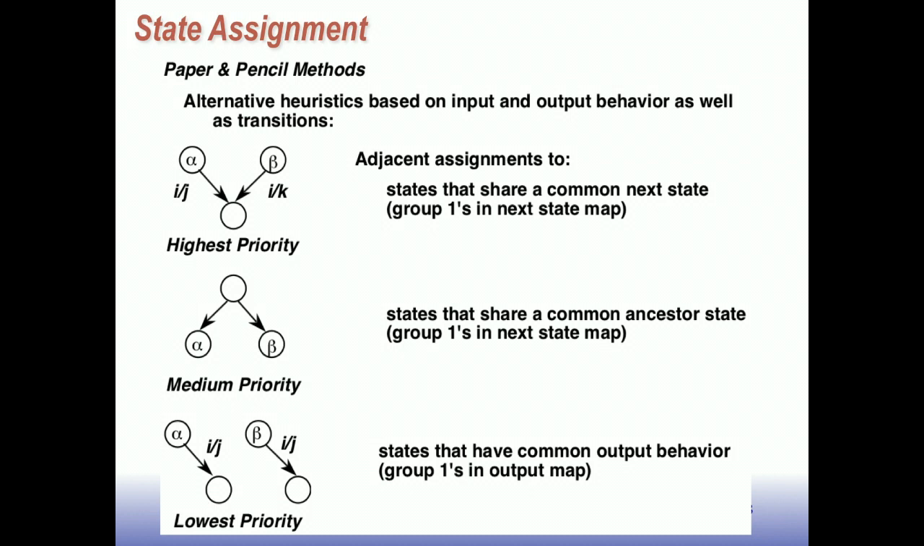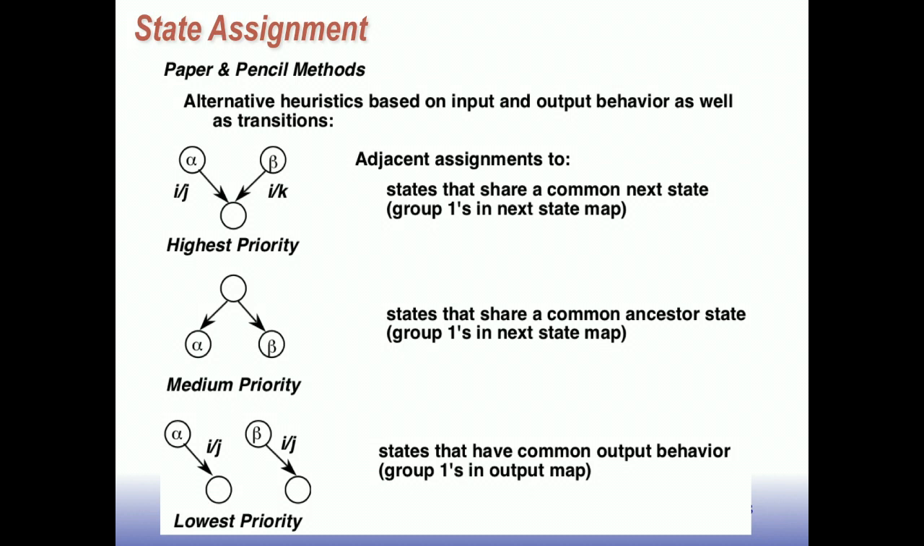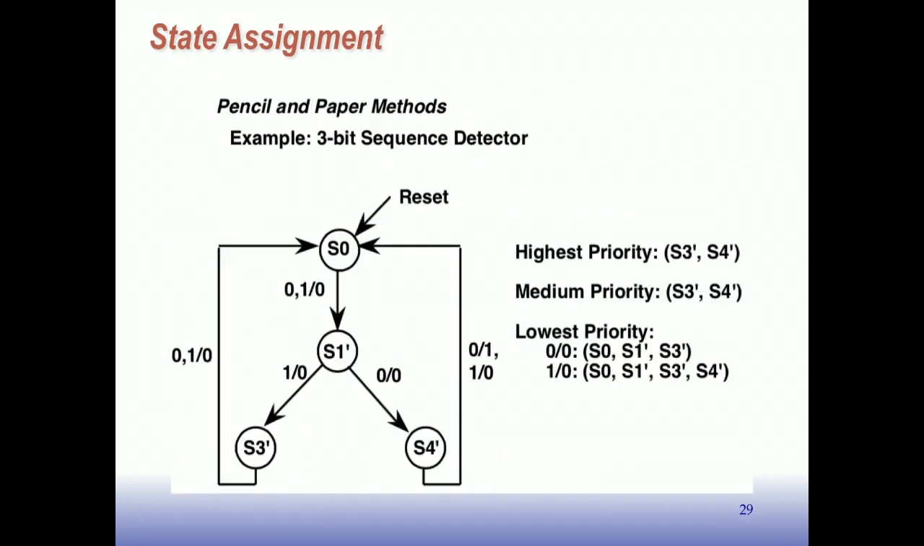And then we can apply these heuristics to assign states for any state transition diagram. Here's an example of that. Okay, so this is a 3-bit sequence detector. This is similar to the one we were looking at before. So remember, we're going to give highest priority to states that lead to a common next state. S3 and S4 both lead to S0. Therefore, we want these assignments to be close to one another.